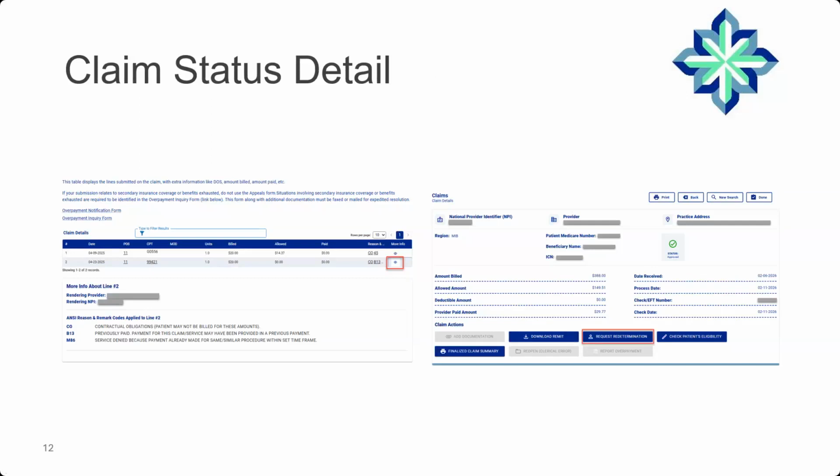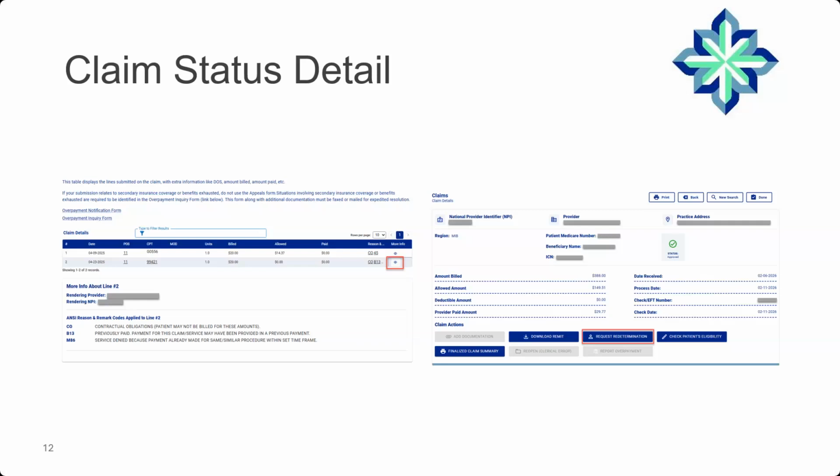Now, if you're a portal user, there are a couple different ways to determine your appeal rights. On the left, you can see an example of the claim detail screen. For each line, the system provides reason and remark codes, and I'm not sure how clearly you can see it, but there are lines under the CO, the 45, and the B13. So if you hover your mouse over those codes, a pop-up box with the code description will appear.